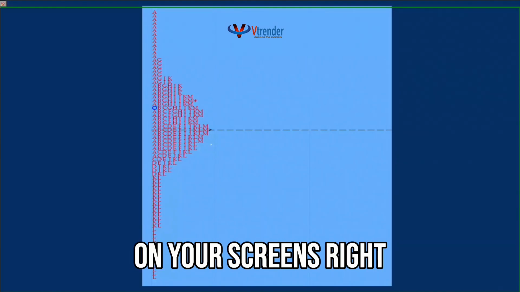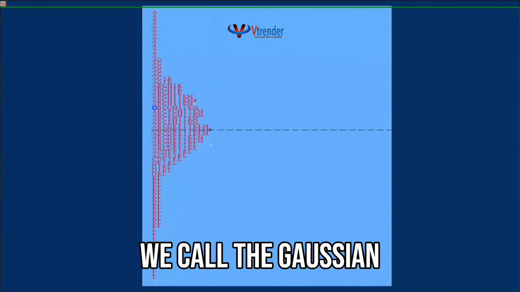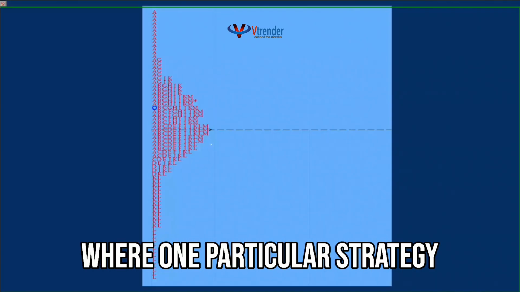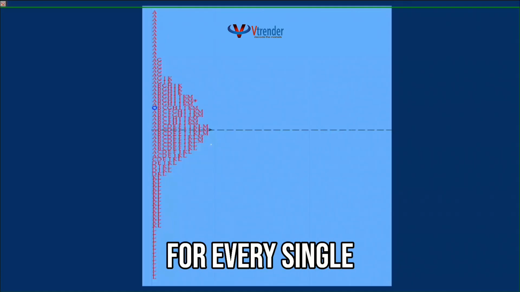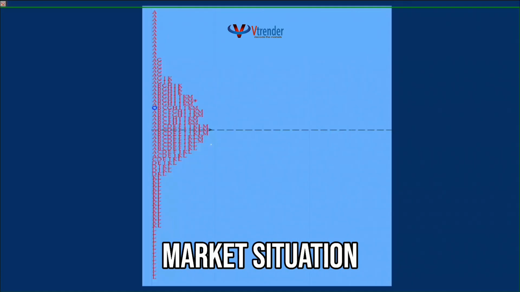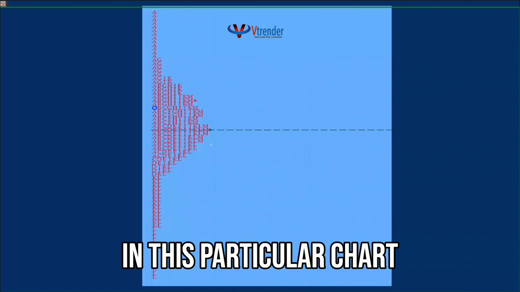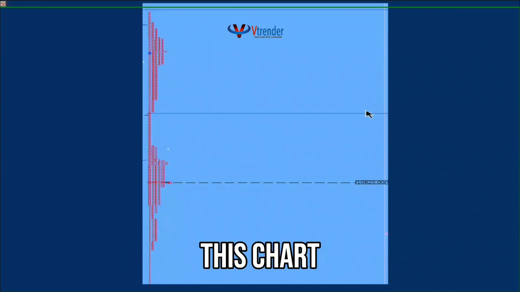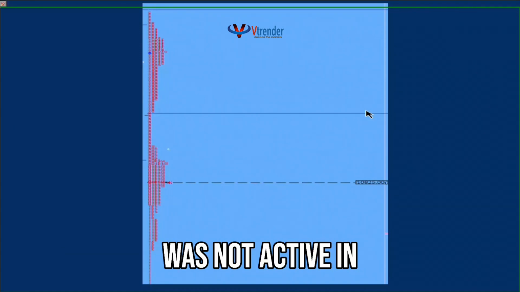Now, on your screens right now is a very symmetric distribution, which we call the Gaussian profile in the market profile. This is a balanced distribution where one particular strategy would work. Not all strategies work all the time for every single market situation. But when you see something like this, there are certain strategies to be made, and there is an opportunity in this particular chart to trade, which is different from the opportunity in this chart. In the previous chart, knowing how that chart was made, I can tell you that the longer time frame trader was not active in that chart.